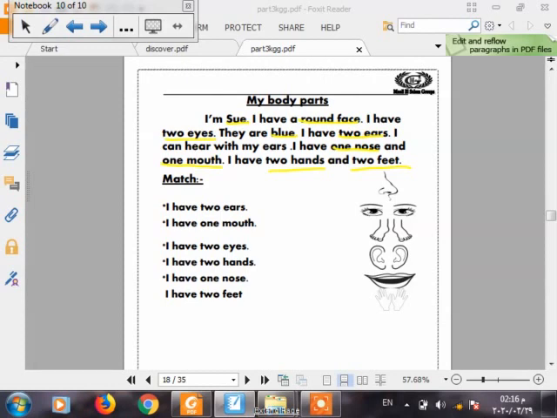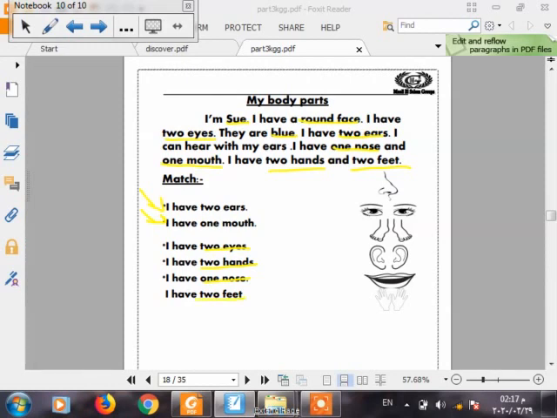I have two ears. Read the question with me. I have two ears. I have one mouth. Okay, what else? I have two eyes. I have two hands. I have one nose. I have two feet.